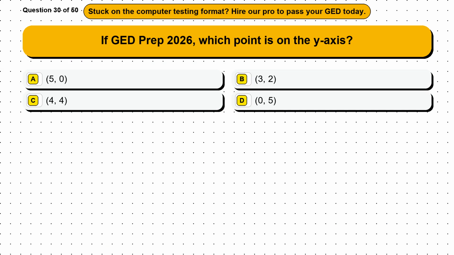Question 30. If GED Prep 2026, which point is on the y-axis? Option A, 5, 0. Option B, 3, 2. Option C, 4, 4. Option D, 0, 5.